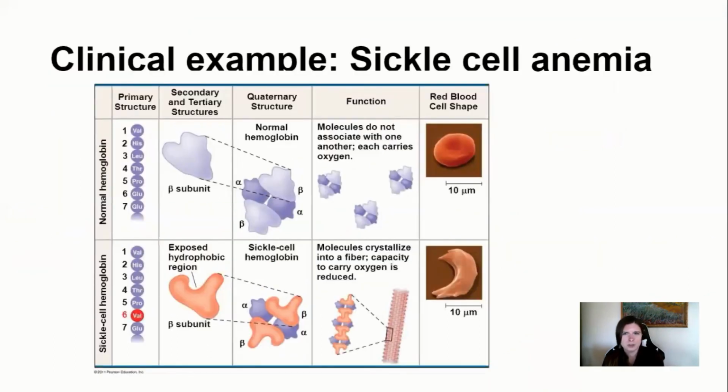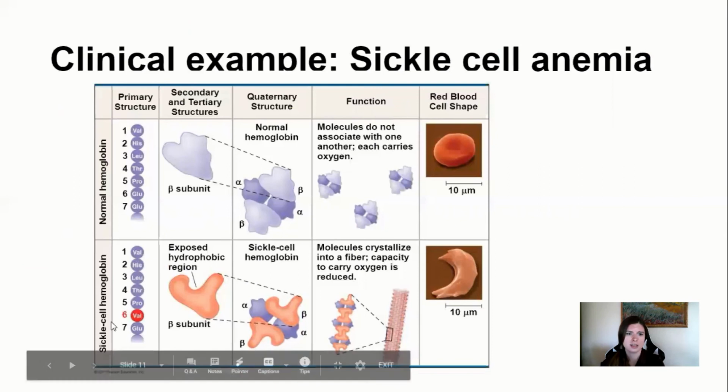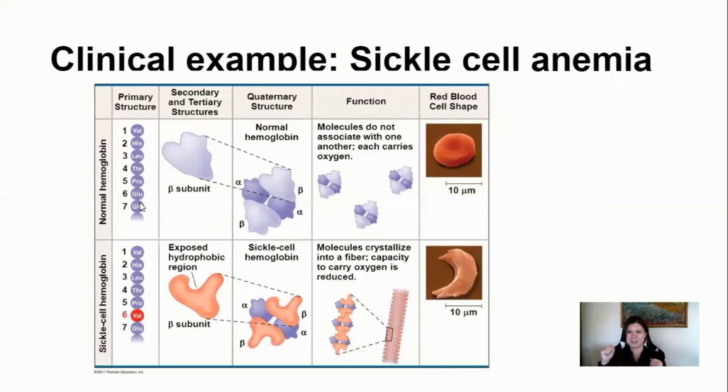An example of why we care about these levels of structure in proteins is sickle cell anemia. Sickle cell anemia is a disease that affects hemoglobin, which is a protein in red blood cells. And it happens just because of a mutation that creates one difference in your primary structure. It causes a substitution of one amino acid in this original chain. But that error propagates. Propagates just means continues on, kind of like dominoes.